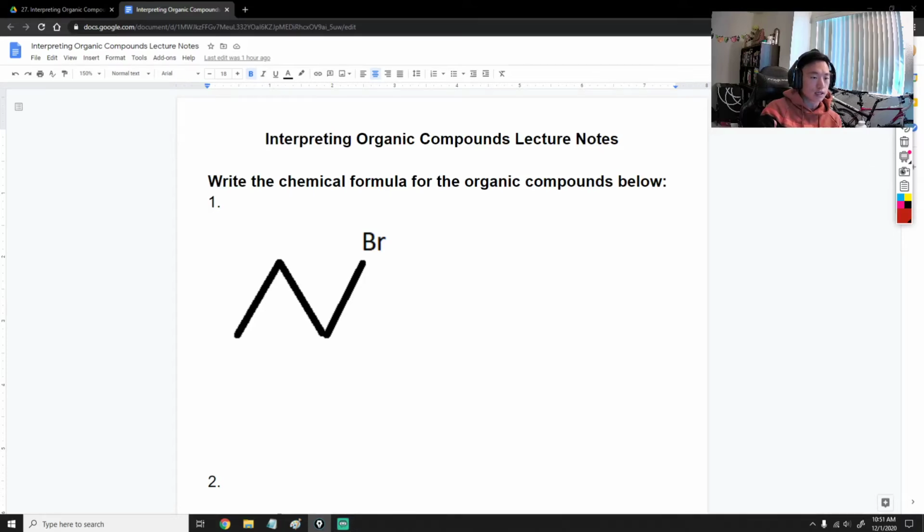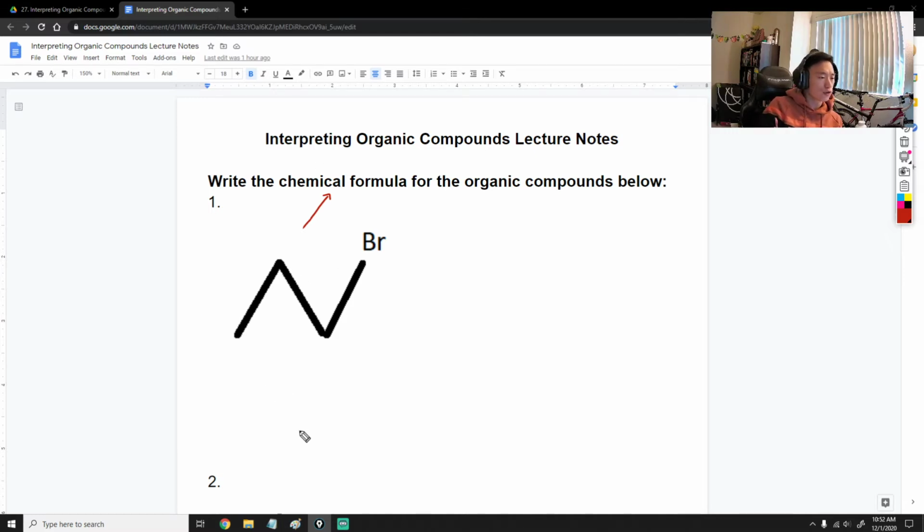Alrighty guys, so in today's lecture what we're going to be learning how to do is take these skeletal structures, these things that we learned how to draw last time, and basically go backwards. Using the information that's found in these skeletal structures, we're going to learn how to write the chemical formula for all of these structures.